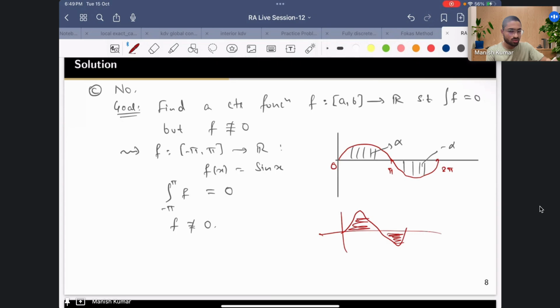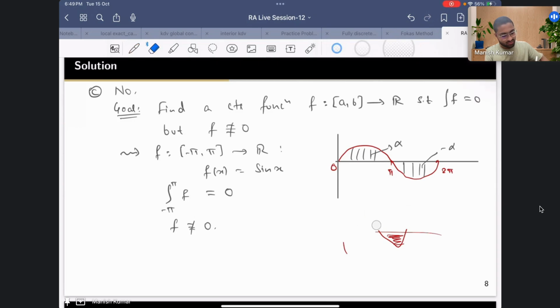So the graph has to lie either above the x-axis or below the x-axis, so that there is no cancellation as such. Here you can clearly see there is a cancellation. You can think of this example x cube as well, right? If you think of x cube from minus 1 to 1, then the area here would be just the negative value of the area covered here. Again there would be a cancellation and the integral will be 0. There are many well-known examples that you know, and you can think of other examples as well.